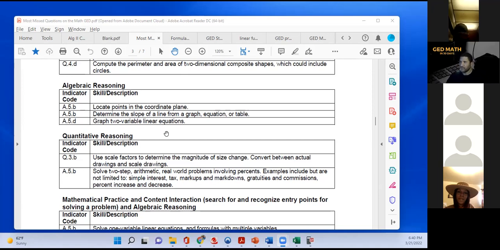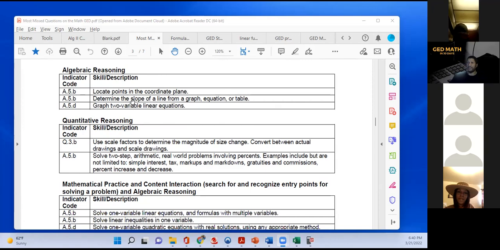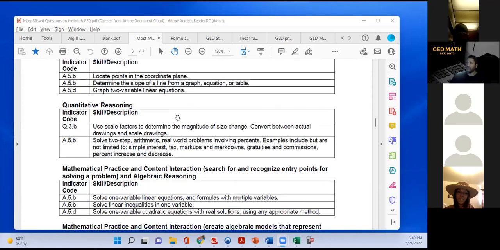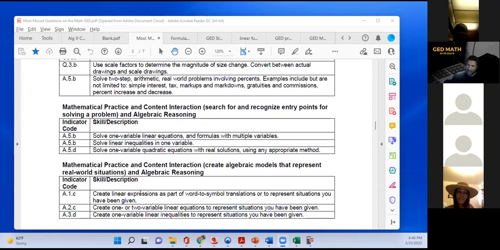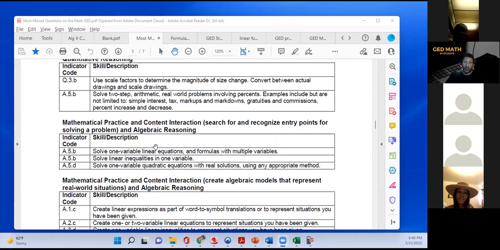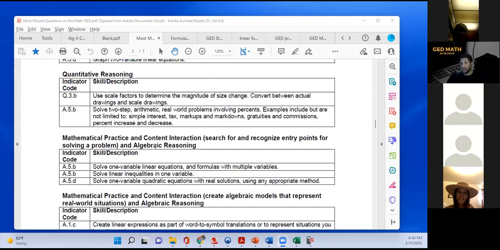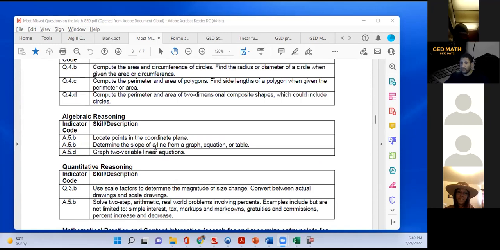So again, they go slope, they go linear equations, linear equations again, quadratic equations, linear equations, linear equations, inequality. So again, this most missed sheet here is very important. It's right in my ebook. I put it at the end of my book. Why? Because if they're the most commonly missed problems, what is the GED telling you? These questions are going to be on your exam.